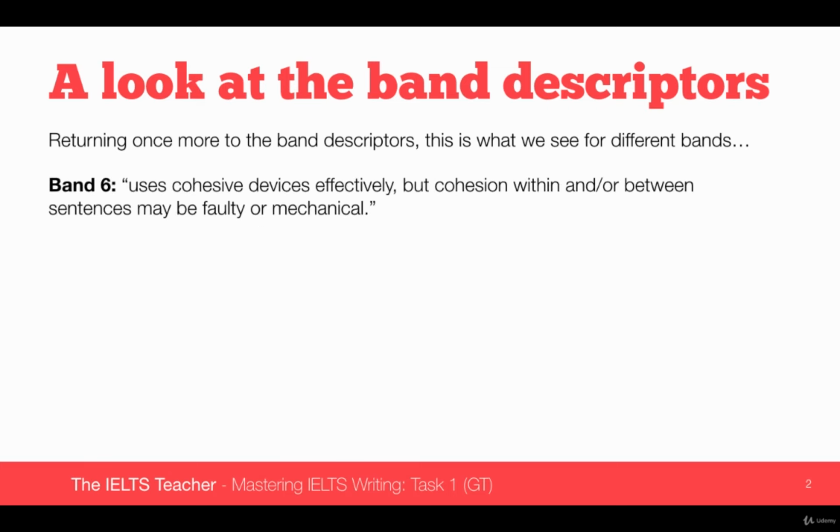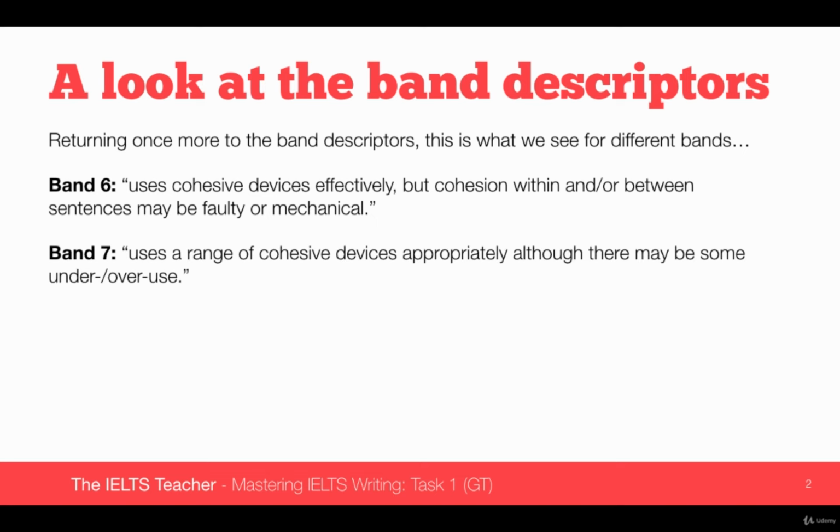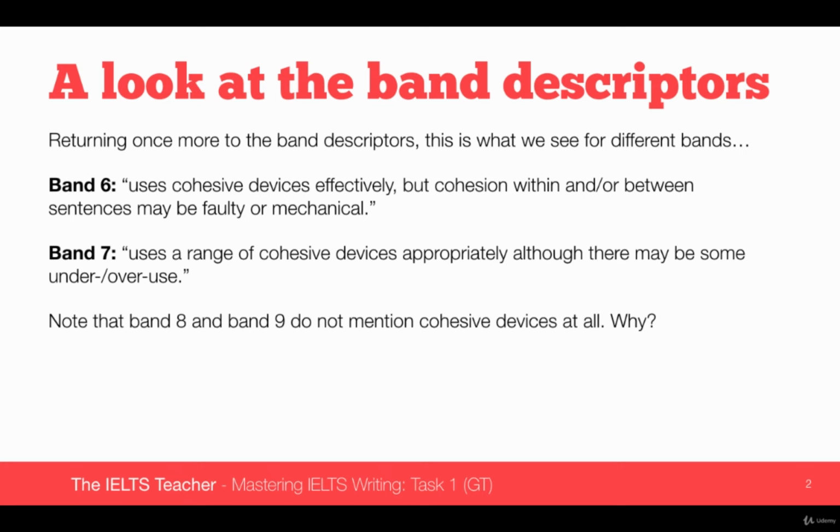Let's start by looking at band 6. Band 6 tells us we need to use cohesive devices effectively, but cohesion within and or between sentences may be faulty or mechanical. Now, band 7 tells us we need to use a range of cohesive devices appropriately, although there may be some under or overuse. Note that band 8 and band 9 do not mention cohesive devices at all.